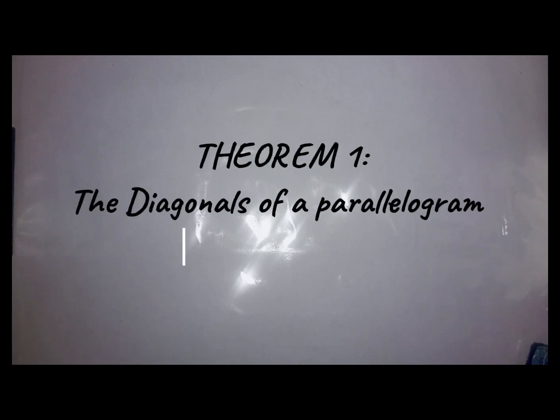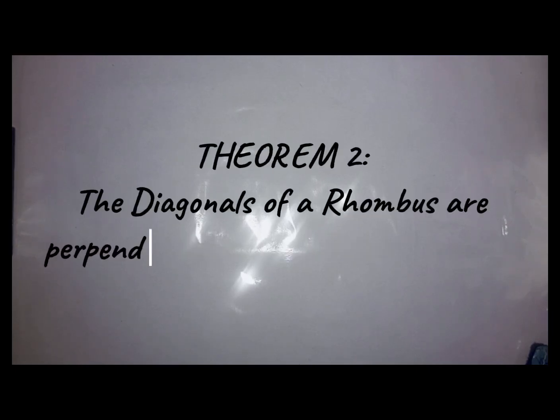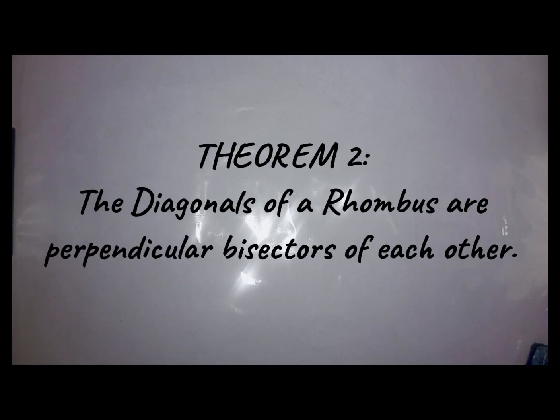So today, we're going to prove two important theorems. Theorem number 1: the diagonals of a parallelogram bisect each other. And theorem number 2: the diagonals of a rhombus are perpendicular bisectors of each other. Now, let's break each of these down. First, let's prove that in a parallelogram, the diagonals bisect each other. That is theorem number 1.